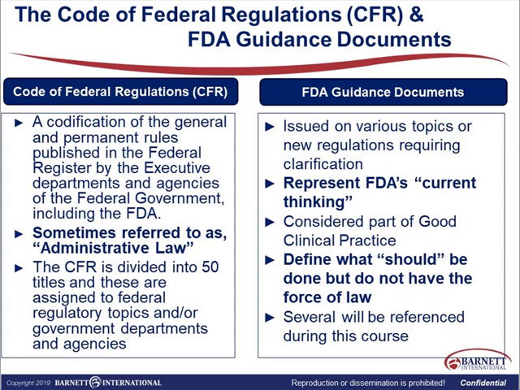The Code of Federal Regulations, or CFR, are permanent rules that have been established by the Federal Register, by the executive departments and governments of the federal government, including the FDA. This is known as administrative law. The Code of Federal Regulations is divided into 50 different titles, and these are then assigned to various federal regulatory topic areas and or government departments and agencies. So we will look at some of these Code of Federal Regulations.